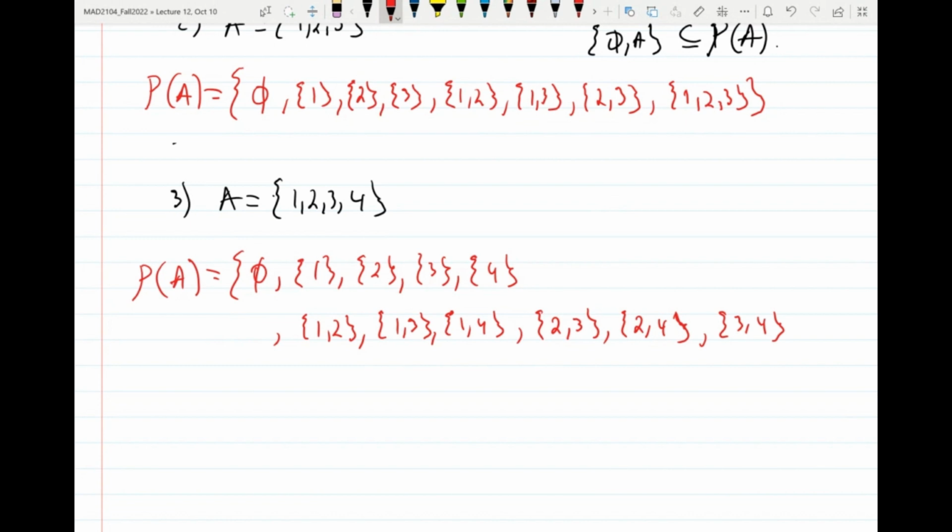Now we need to go to length 3. What are the length 3? So I will have 1, 2, 3. Okay.